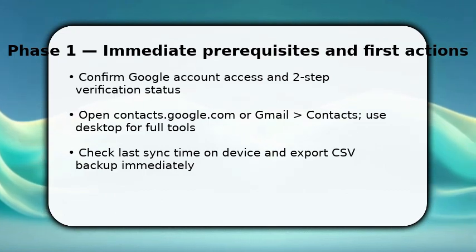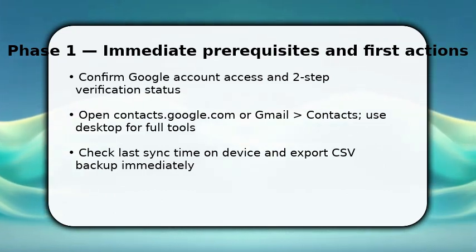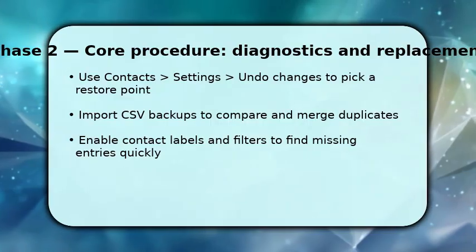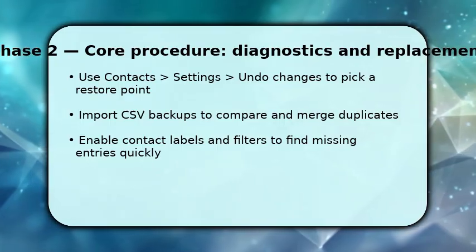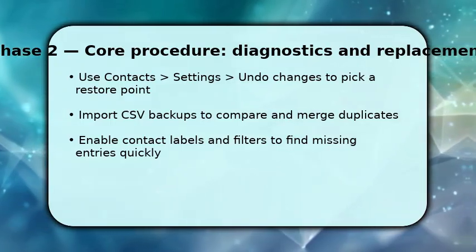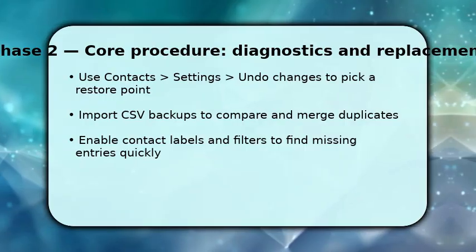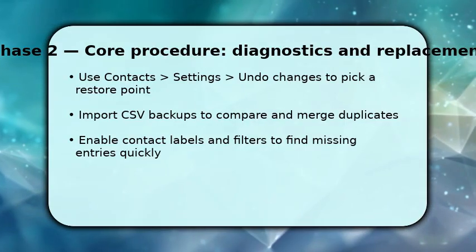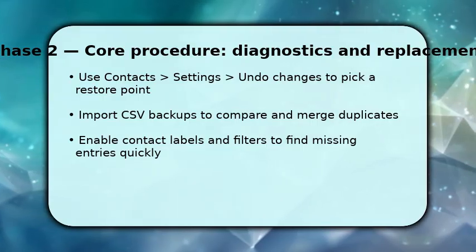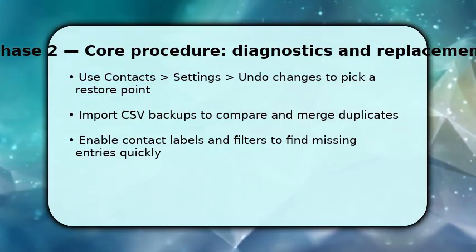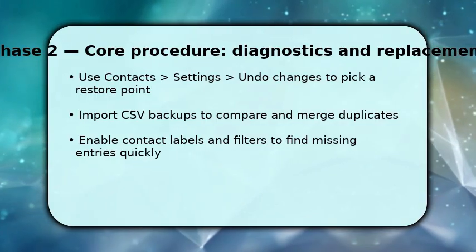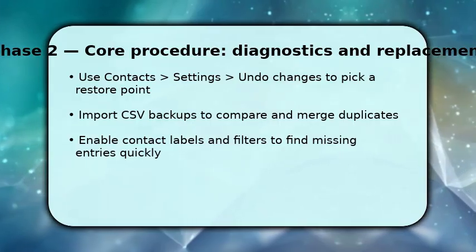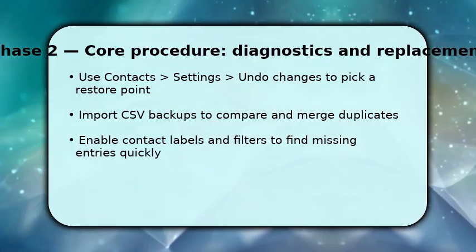You choose contact settings, undo changes, and pick a restore point based on that last sync time. Once you restore, import the CSV backup into a temporary group so you can compare entries side by side. This prevents accidental overwrites. Use the built-in Merge Duplicates tool after import and apply labels to isolate imported versus existing contacts.